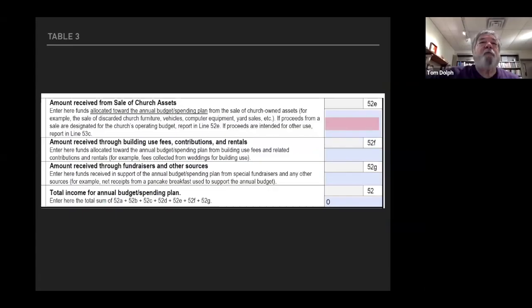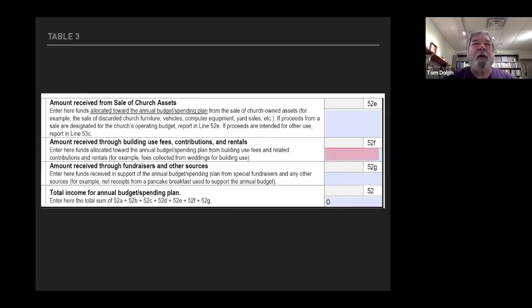Amount for sale of church assets. You sell property, you sell buildings, you sell your van, you sell your copier, it goes on this line. Again, only if the proceeds will be used for current year operating expenses.